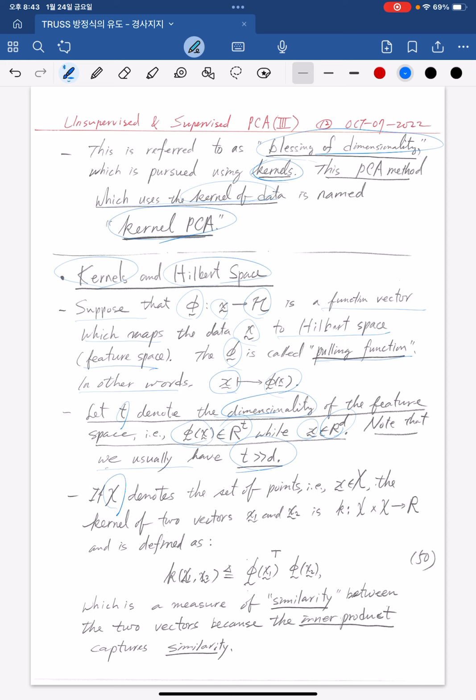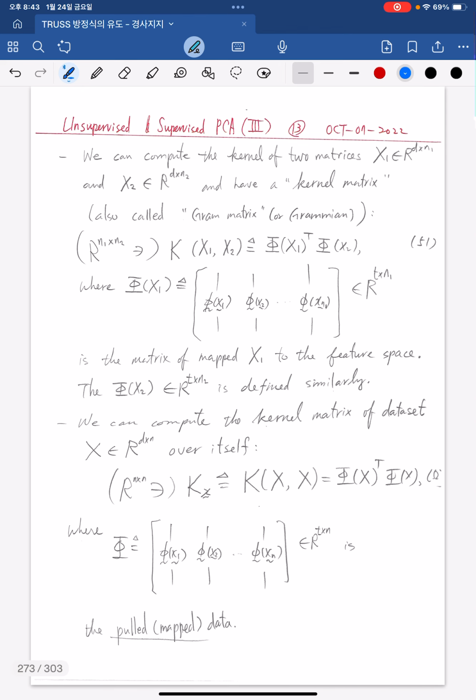If psi denotes a set of points that x is in, the kernel of two vectors x1 and x2 is defined as the inner product of phi(x1) and phi(x2), which is a measure of similarity because the inner product captures similarity. We can compute the kernel of two matrices x1, d by n1, and x2, d by n2. We have the kernel matrix, the so-called Gram matrix or Gramian, n1 by n2.